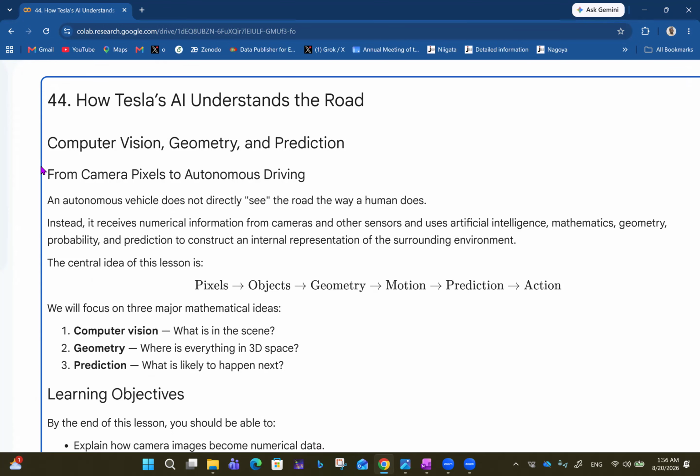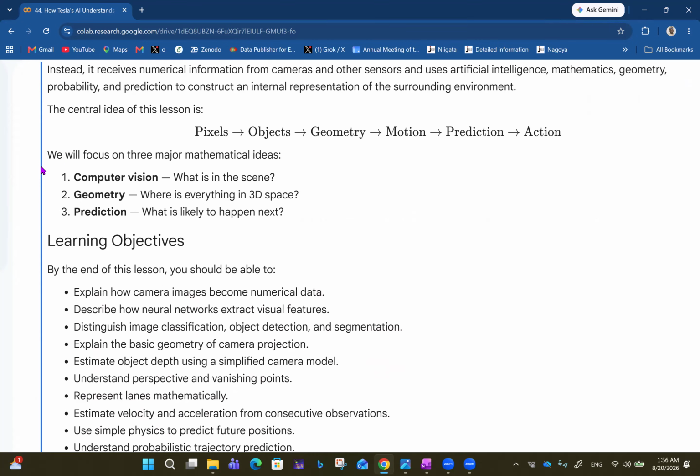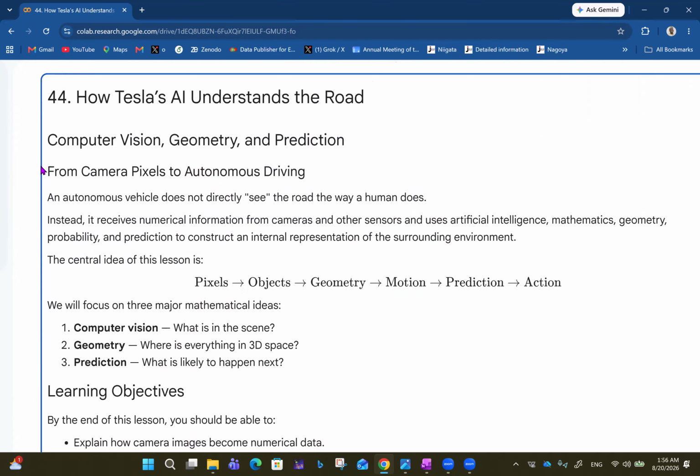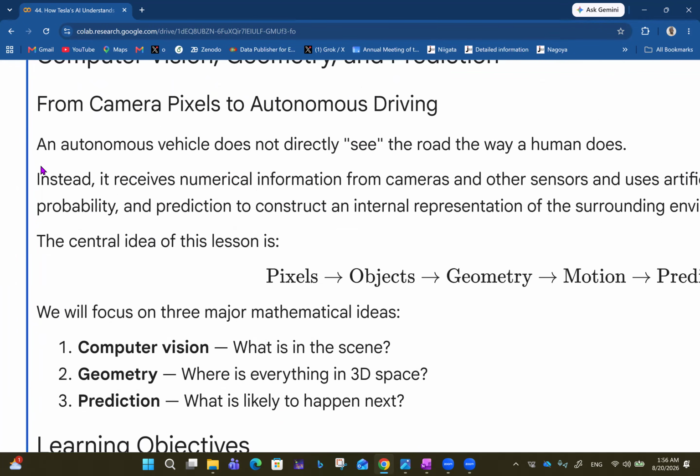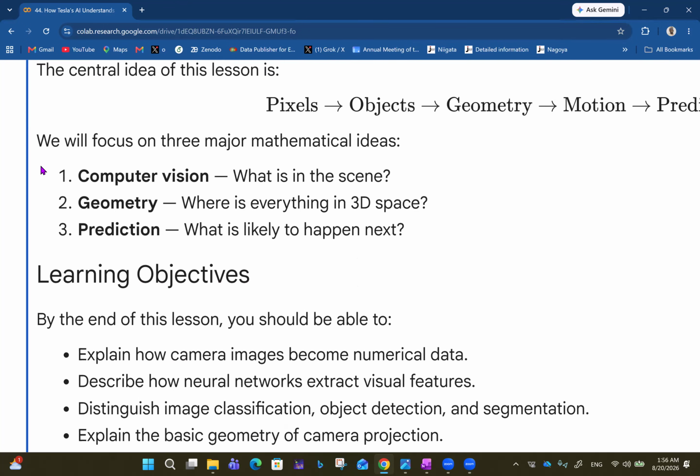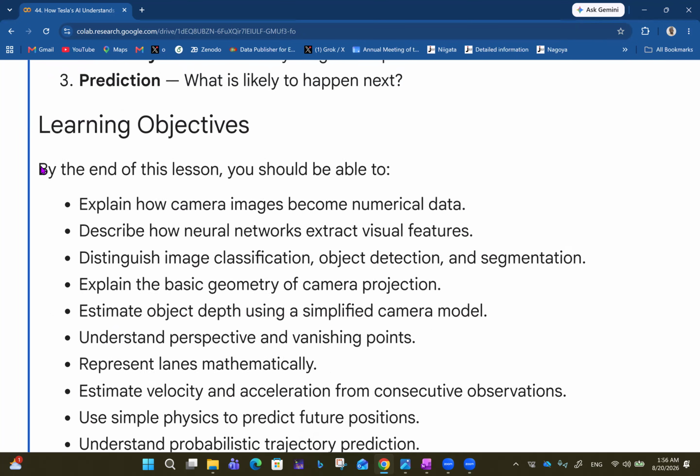So we'll focus on three major mathematical ideas. First, computer vision: what is in the scene, what is actually ahead of the car. Then geometry, where everything is in three-dimensional space. And prediction: what is likely to happen next. It is the combination of computer vision, geometry, and prediction that makes autonomous cars possible.